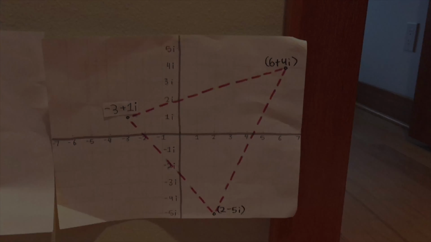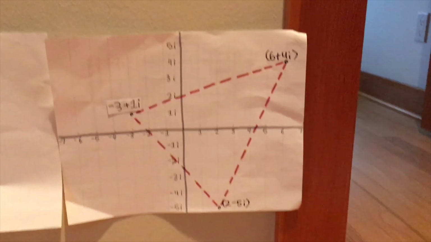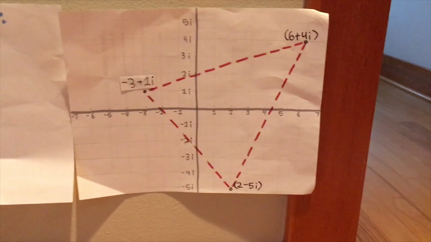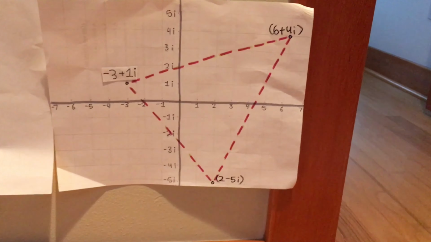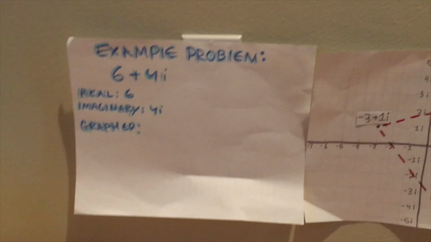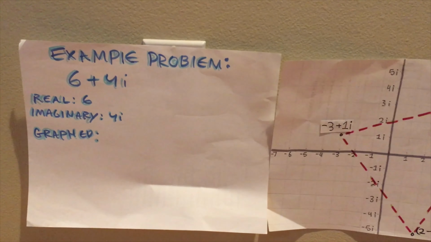Now it's time for some practice problems. Here we see a complex triangle made up of 3 complex points. But how did we get these points? Let's start with an example problem of 6 plus 4i.